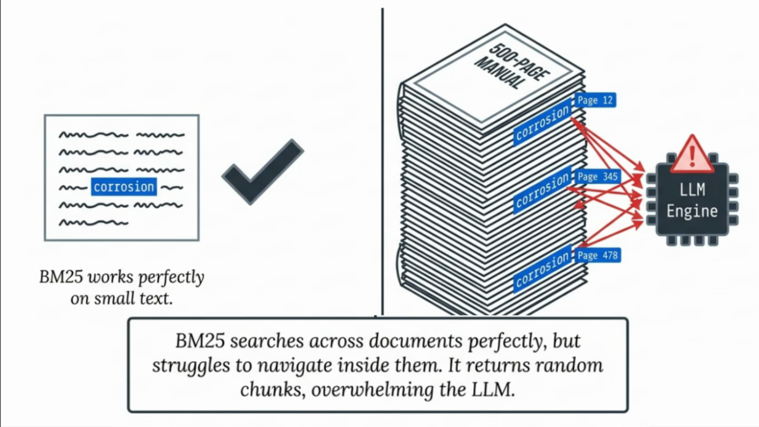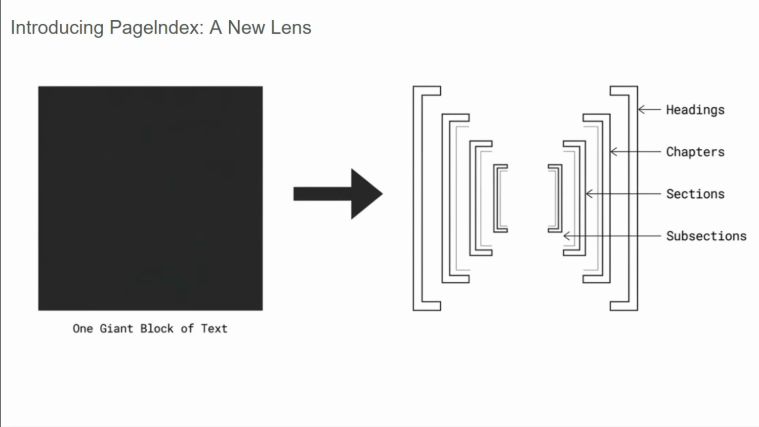And this is where page index comes in. Page index gives us a completely different way to look at the document. Instead of treating the document as one giant block of text, we first look at its structure. We look at the headings, at the chapters, at the sections, and the subsections. And then we build a tree.